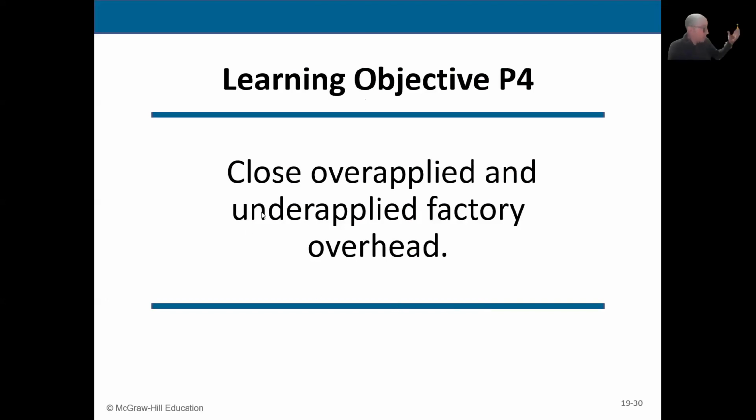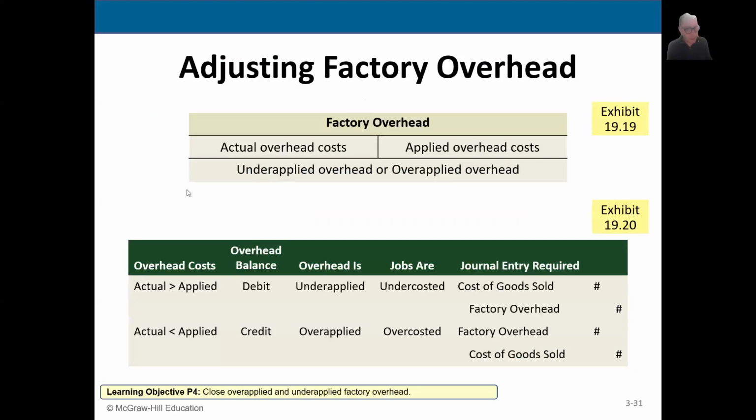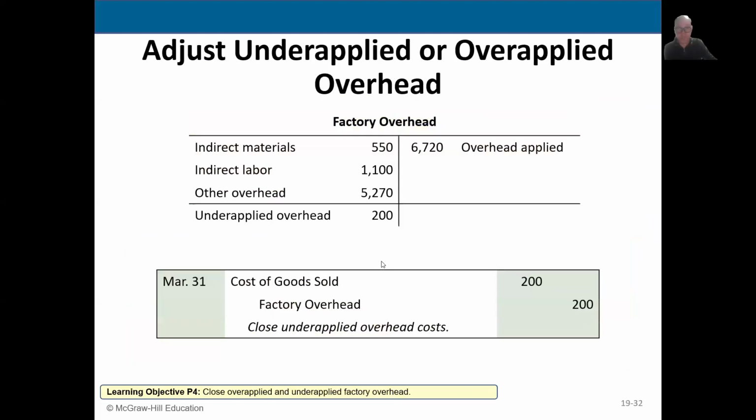And earlier I'd mentioned when the actual overhead comes in, we need to determine whether it's overapplied or underapplied. So we need to make adjusting entries, right? If the actual overhead is greater than the applied overhead, that means it's underapplied. The opposite is also true. So we make adjusting entries for those. And this is an example of that kind of adjusting entry that we would make.